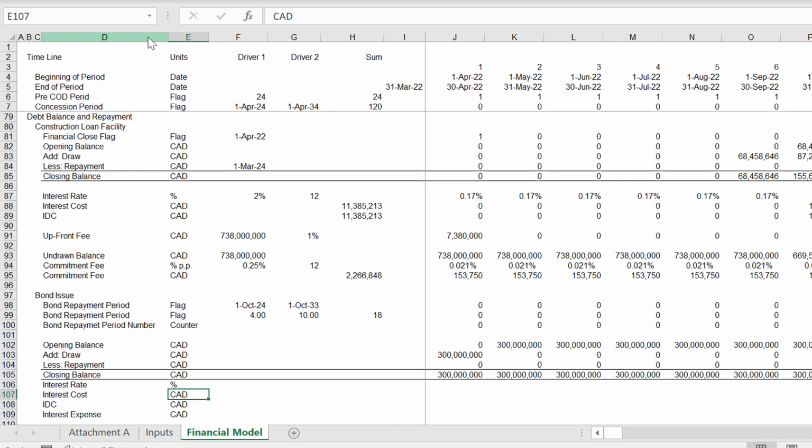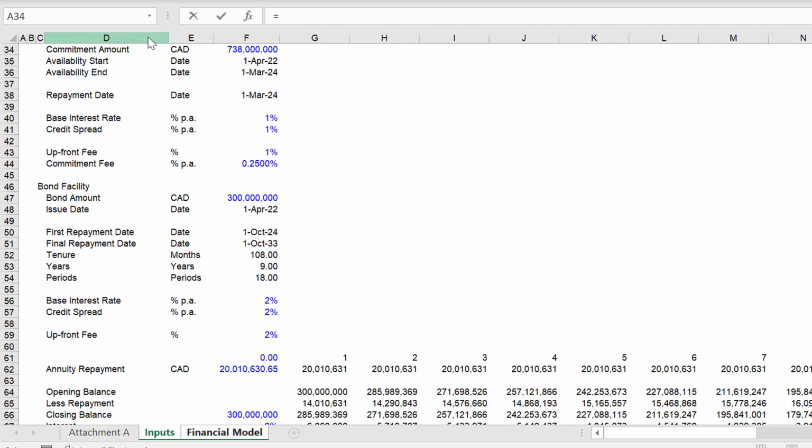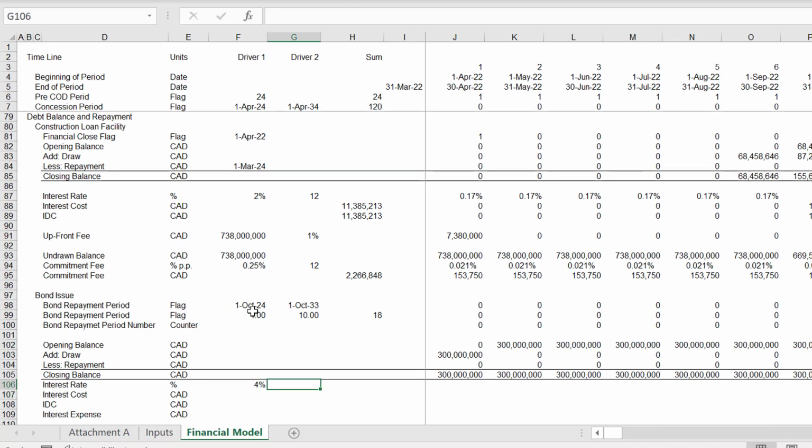Okay, and that's a percent. And we put our base rate plus our credit spread in. And we take that one and divide it by 2.